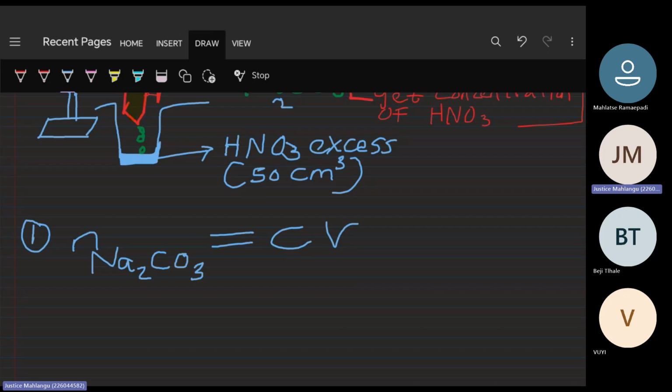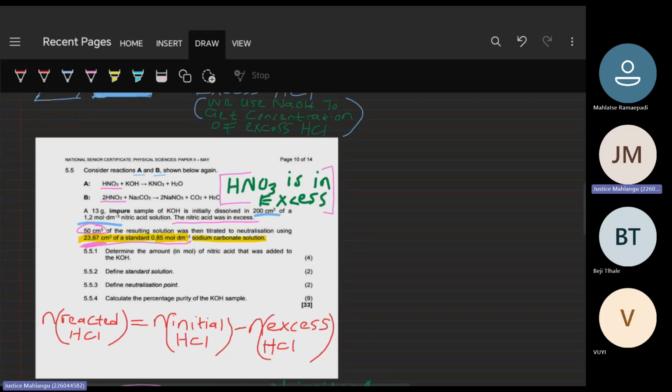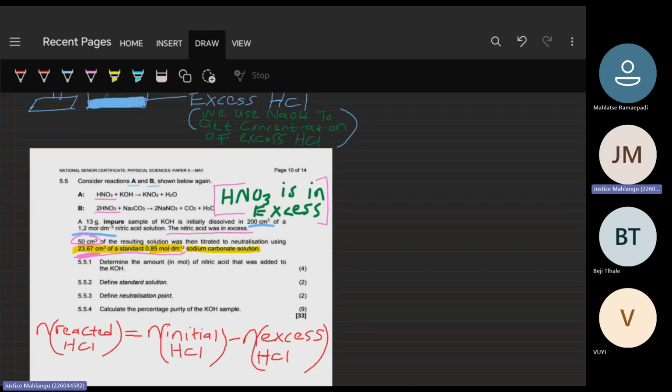Then we just substitute, right? What is our concentration? I want to test if everyone is hearing me. Guys, what is the concentration of the sodium carbonate that we're having here? I've highlighted it in yellow. What's that concentration? 23.67 cubic centimeters. But the 23.67 cubic centimeter is the volume. Can you see? What is the concentration?